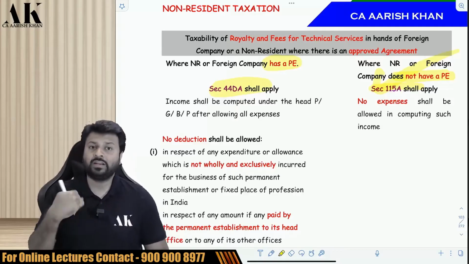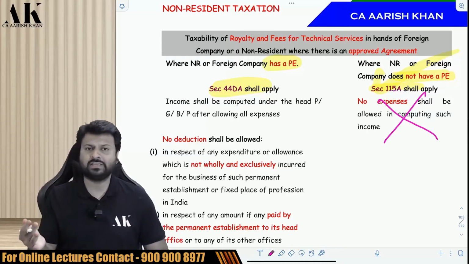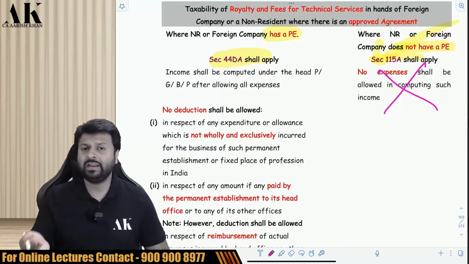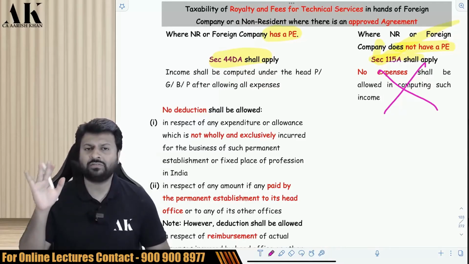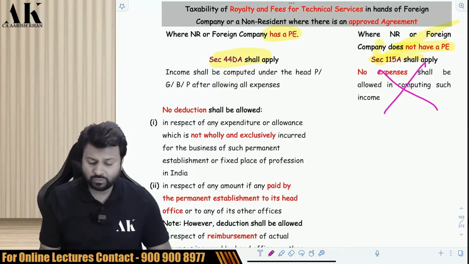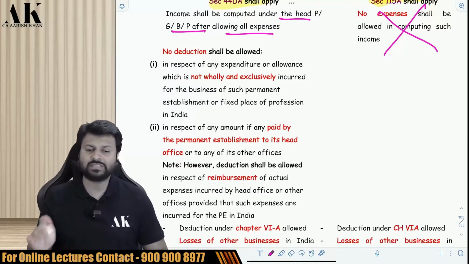Now let's see the treatment difference between the two. Here you do not get any deduction of expenses, as we have seen earlier in 115A. Right hand side is 115A, left hand side is 44DA. In 115A you do not get any deduction of any expenses, no PGBP, no IFOS, nothing is allowed. But on the left hand side you will compute income under the head PGBP after allowing all expenses. But you have to keep in mind certain points which I am saying now.